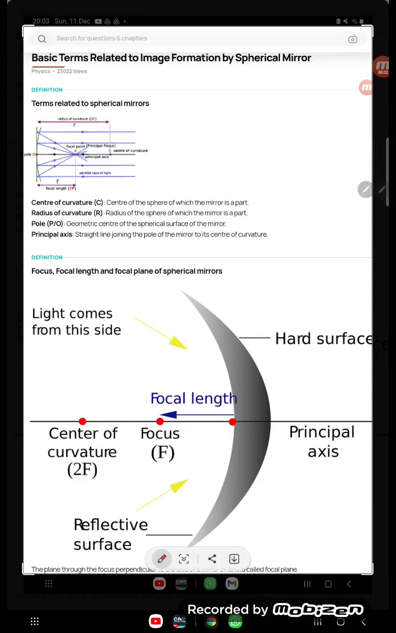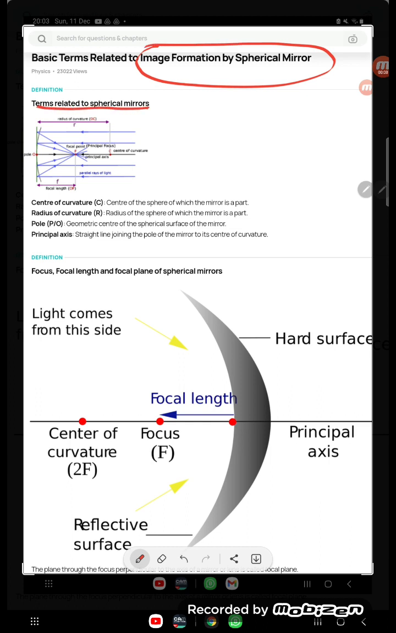Basic terms related to image formation by spherical mirror. The first one is the center of curvature, the center of curvature of the sphere of which the mirror is a part. If you talk about the center of curvature, students, somewhere you can make the sphere, and in the center it will be the center of curvature.